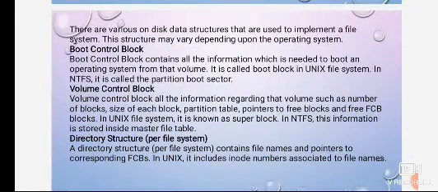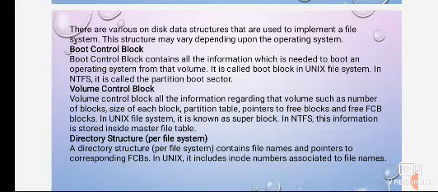So there are various on-disk data structures that are used to implement a file system. This structure may vary depending upon the operating system. That is the boot control block. The boot control block contains all the information which is needed to boot an operating system from the volume. It is called the boot block in the Unix file system. In NTFS it is called the partition boot sector.